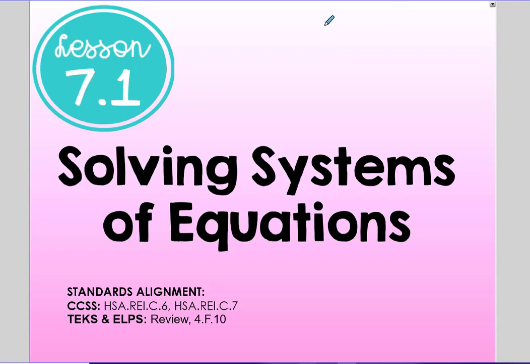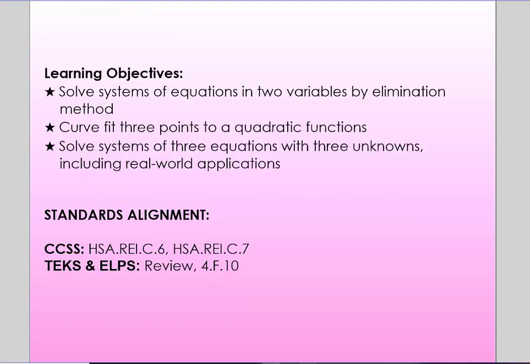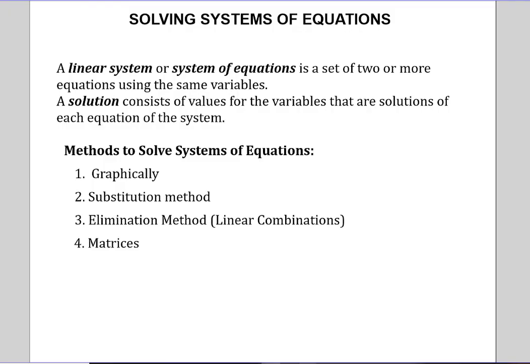Hey everyone, today we're looking at Chapter 7, Solving Systems of Equations. This is our first lesson in Chapter 7. A linear system is a system of equations that has two or more equations using the same variables, and the solution is the ordered pair that solves each equation in the system.